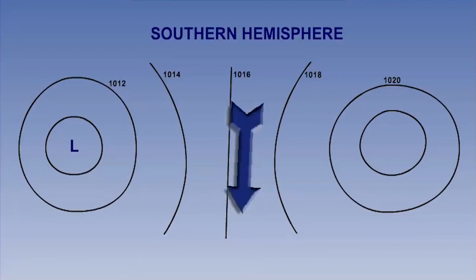In the southern hemisphere, the law is applied differently. This time, with your back to the wind, the low pressure is to your right. So, in this example, the wind will be blowing from the north to the south, a northerly wind. So to confirm the direction of the geostrophic wind, you must remember how Buys Ballot's law applies to both hemispheres.